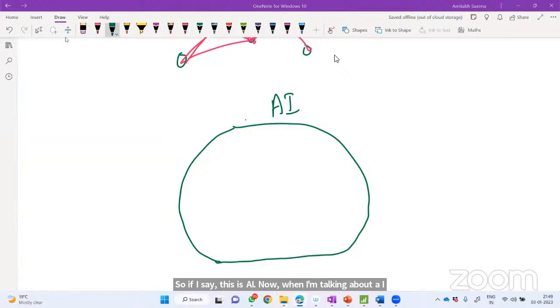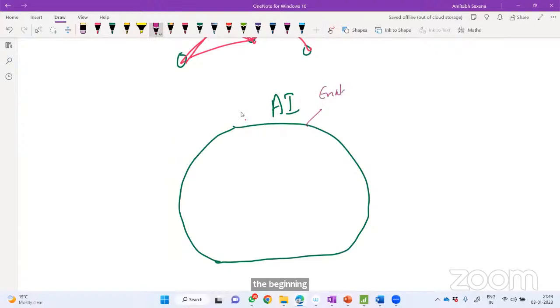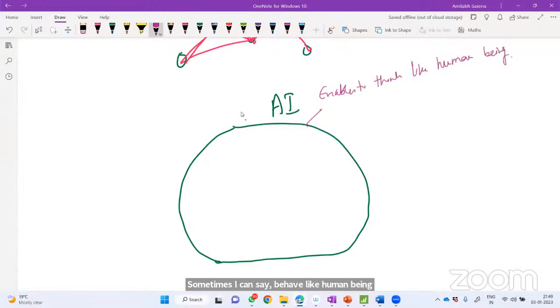do you remember what is AI? Anyone remembers the AI definition which I told you in the beginning? So I can say it enables the machine to think like human being. Sometimes I can say behave like human being also. So AI applications is our aim to develop an AI.